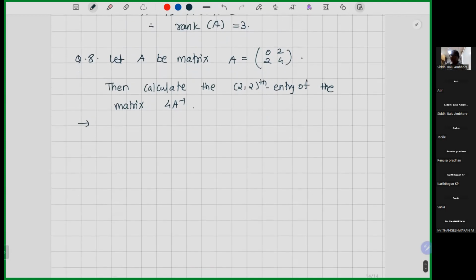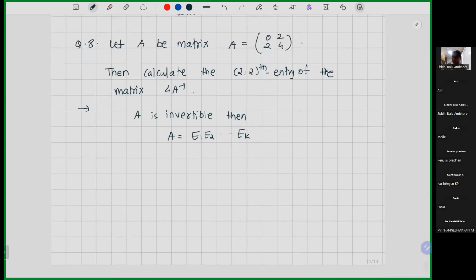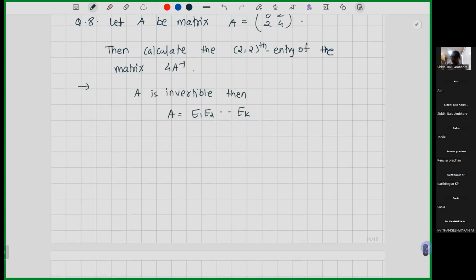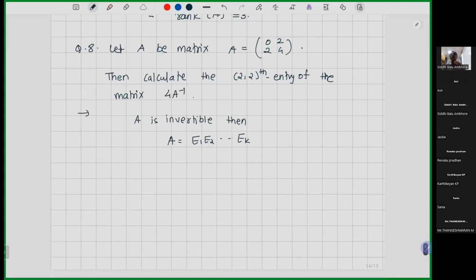So how to do this? Understand that if A is invertible, as we already stated earlier, then A is a product E1, E2, and so on up to EK. Let me take another case, because this one would be non-invertible, right? Why would this one be non-invertible? The determinant is 0. No, it's not, right? It is 0 minus 4. Oh, sorry, yeah. No problem.